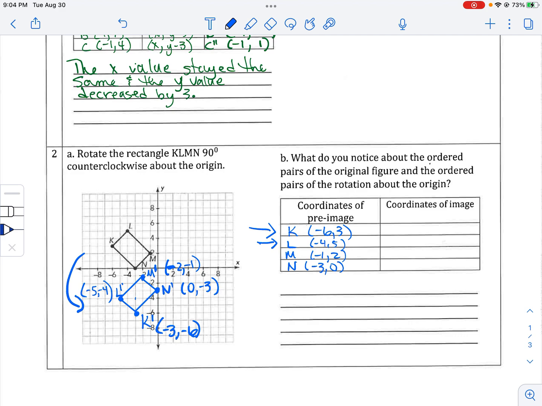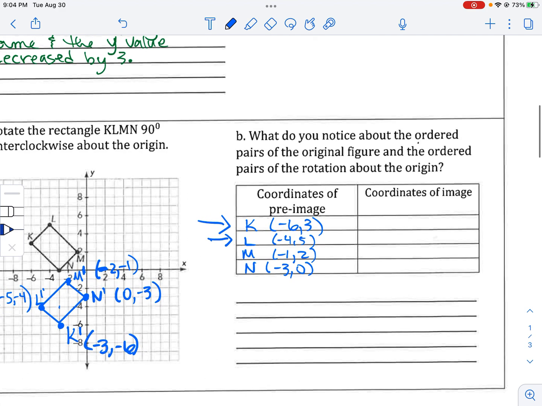Okay. What do you notice about the ordered pairs? Okay, so let's write them down. K prime was -3, -6. L prime is -5, -4. M prime is -2, -1. And N prime, it's 0, -3.